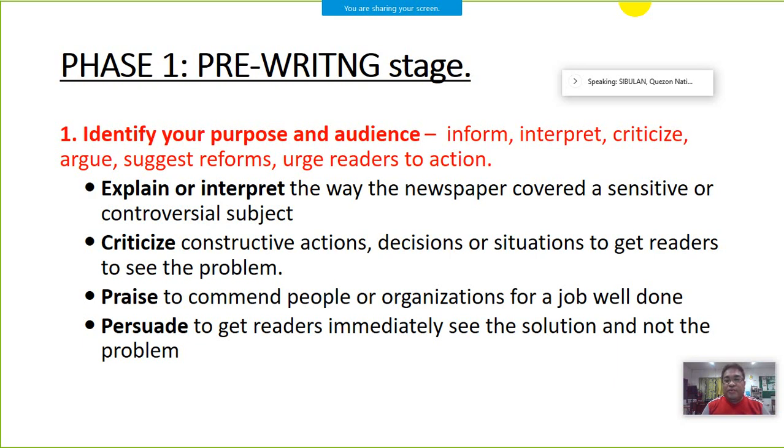Or if you remember those famous political personalities, the time that they died, most of the people wrote an editorial about remembering Miriam Santiago or remembering Marcelo Bernan. So those are editorials of commendation.